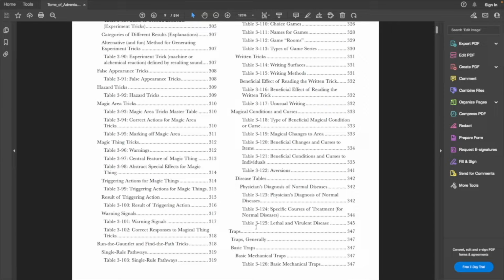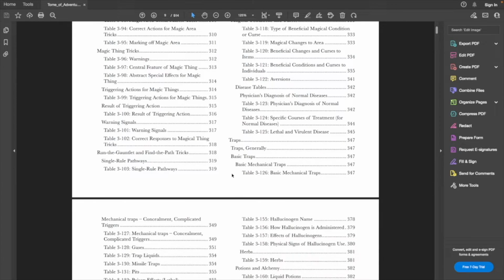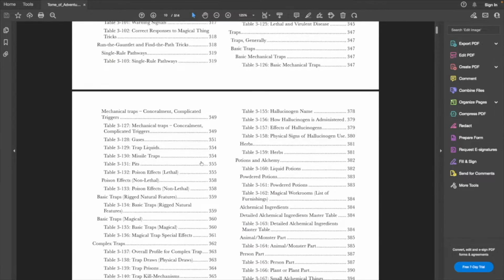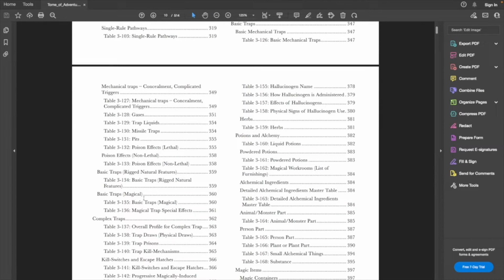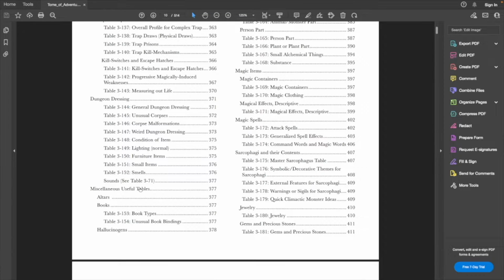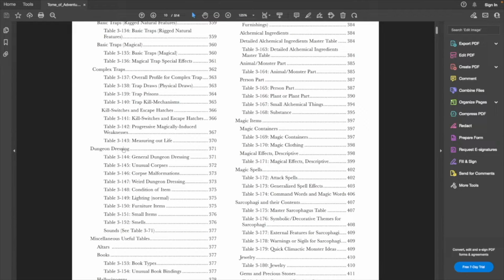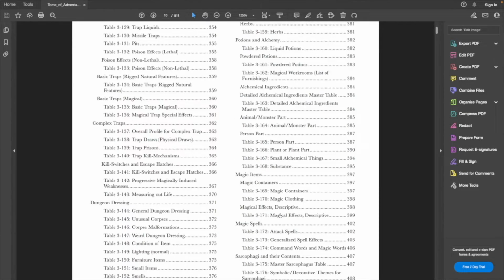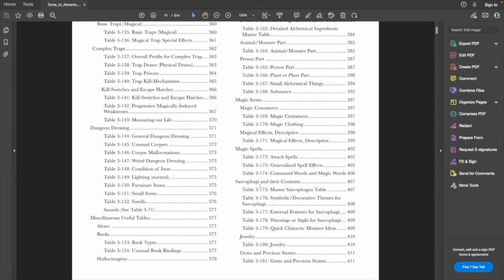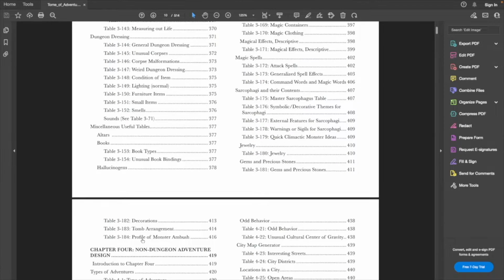and then a bunch of those, and then you get the disease tables, and then they move into traps. All the different kinds of traps. So, both rigged natural features and then magical. Then you have complex traps. And then we get into dungeon dressing. What you would find in the dungeon. Miscellaneous useful tables, potion alchemy, magic items, magic spells, jewelry.